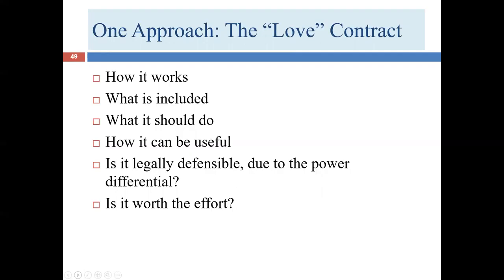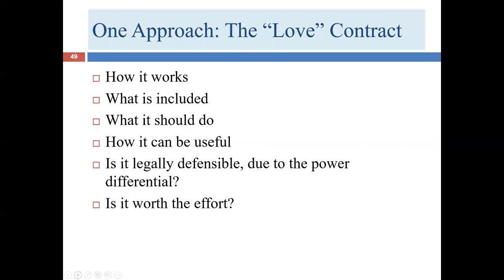So we're going to talk briefly about how it works, what's involved, what its purpose is, and what its level of utility is. And this is the idea that a love contract, the individuals, they may be peers, they may be subordinate and superior, that they sign a document acknowledging that the relationship is voluntarily entered into, that they understand they can end the relationship whenever they want to without any kind of retaliation, that they understand the other person has the right to end the relationship and that there can't be any retaliation for having done so.